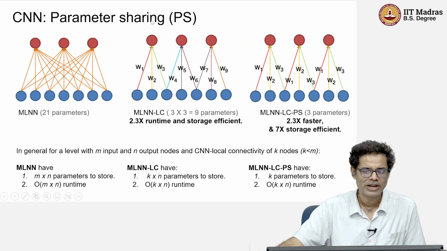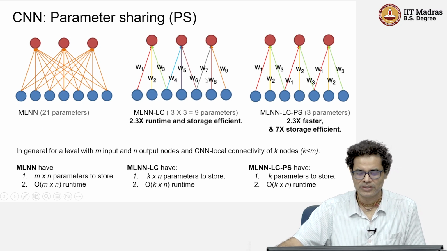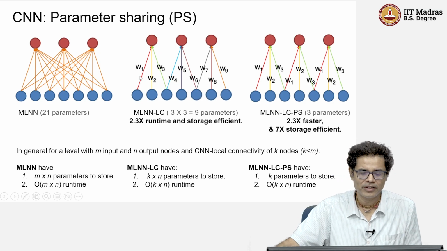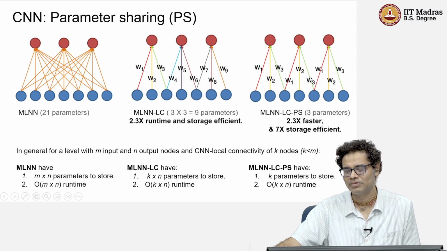Then we further have parameter sharing. This is the same thing, this is with local connectivity, and now parameter sharing means that for example, here the weights are W1, W2, W3. For the next node it is W4, W5, W6. But if you do parameter sharing, it is the same W1, W2, W3, and again the next node also sees the same parameters W1, W2, W3. This also sees the same parameters.